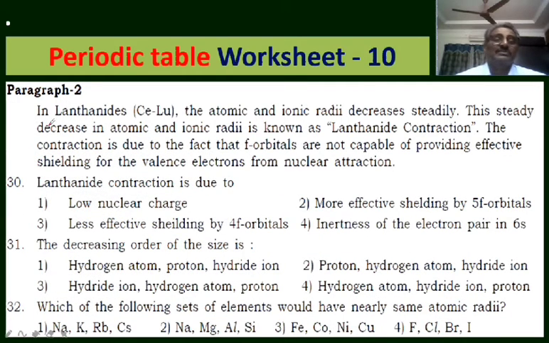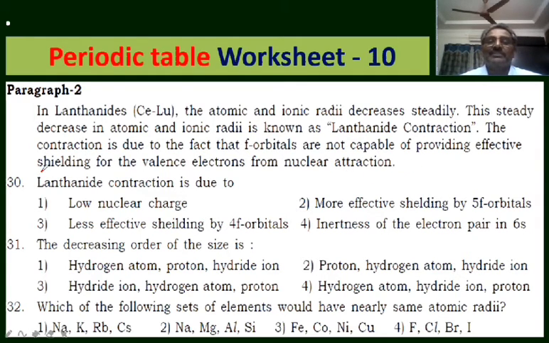Next, paragraph 2. In lanthanides, that is cerium to lutetium, the atomic and ionic radii decrease steadily. This steady decrease in the atomic and ionic radii is known as lanthanide contraction. The contraction is due to the fact that f orbitals are not capable of providing effective shielding for the valence electrons from the nuclear attraction.